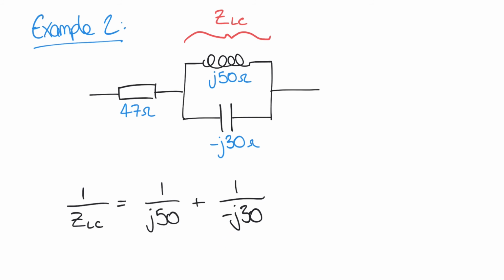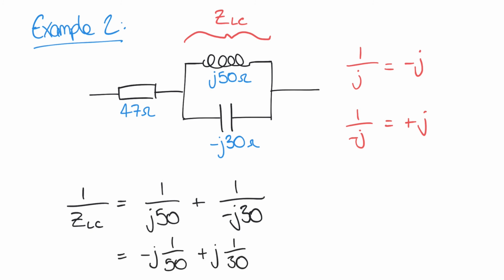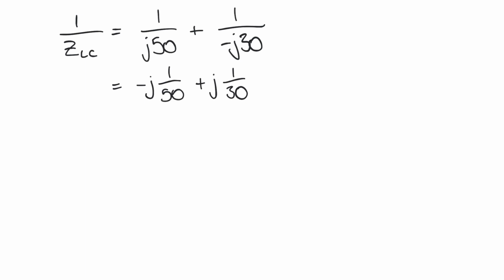So remember the little identity that we saw before, 1 over j is equal to minus j, and conversely, 1 over minus j is equal to plus j. And so what we can write is something that looks like this. We can say that this is the same as minus j times 1 over 50 plus j times 1 over 30. So that 1 over j is the same as minus j, and that 1 over minus j is the same as plus j. And what we can do is draw out j as a common factor here.